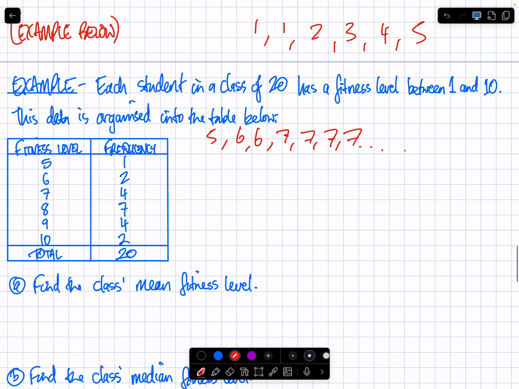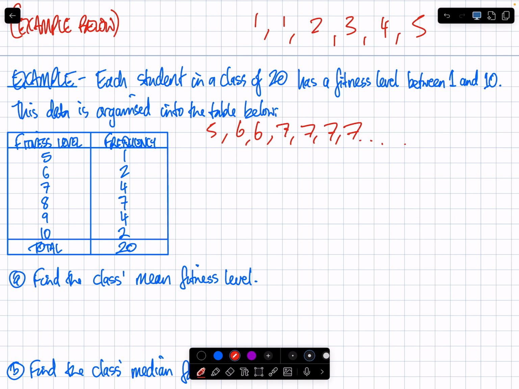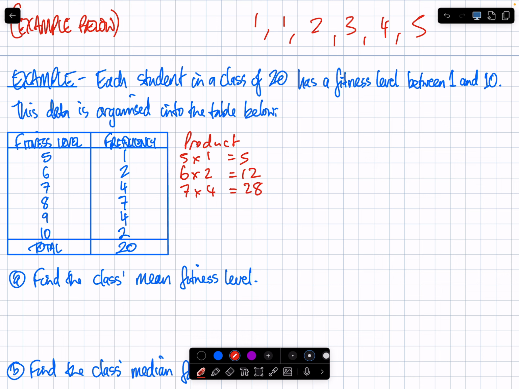How do you find the mean fitness level? This is where you could do a product column. Product means multiplication. What is 5 times 1? It's 5. What is 6 times 2? It's 12. What is 7 times 4? 28. 8 times 7, I believe, is 56. 9 times 4, 36. 10 times 2 equals 20.